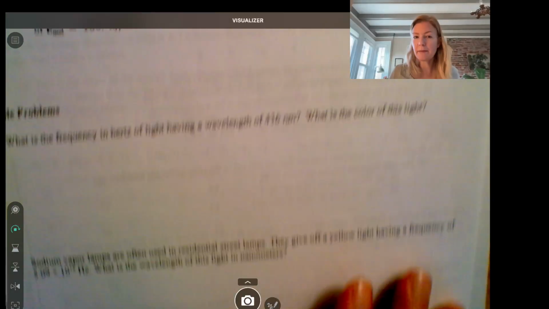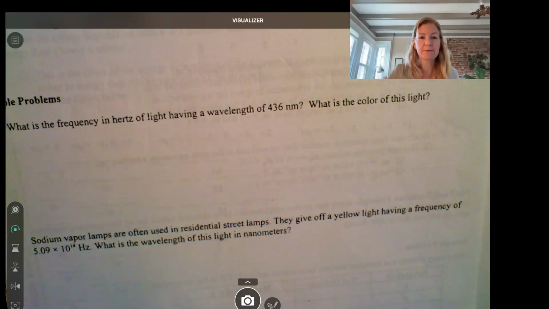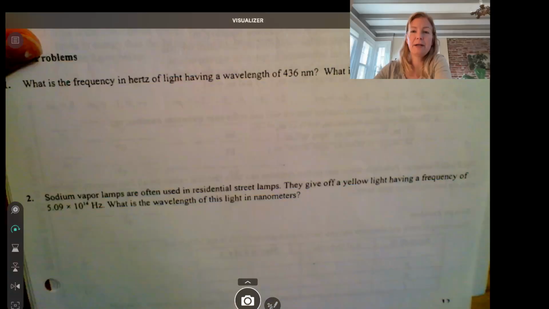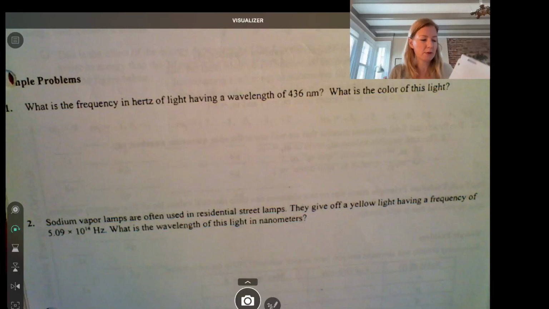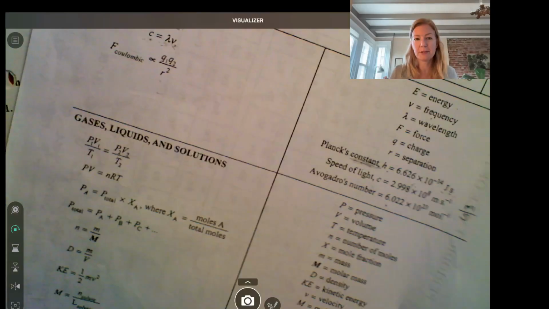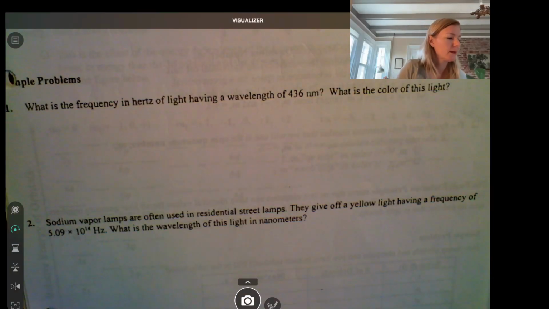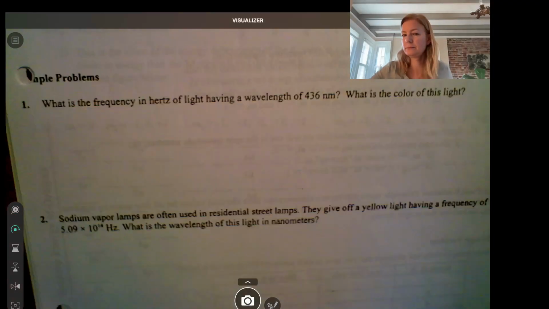All right, so a couple more practice problems. What is the frequency in hertz of light having a wavelength of 436 nanometers, and what is the color of this light? So pause the video and try to do it on your own first. You find the formula on here that you want to use, and then unpause the video and I'll explain it.